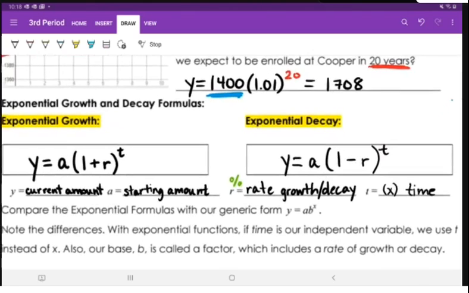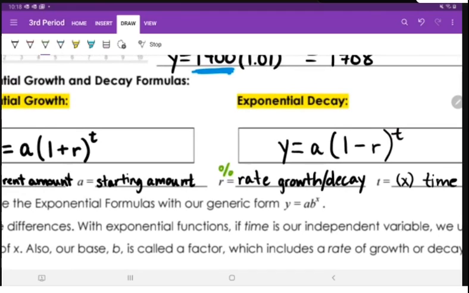So just a few more notes I want to make. One is to bring this back around to our generic form. Y equals A times B to the X. The thing is, exponential functions will have a base. Our base is a little more complicated now, though. Our base is made up of some other things. Our base is made up of 1 plus a rate or 1 minus a rate.